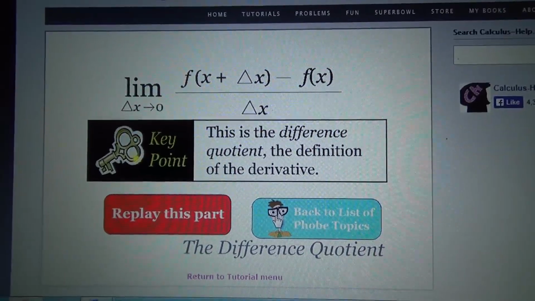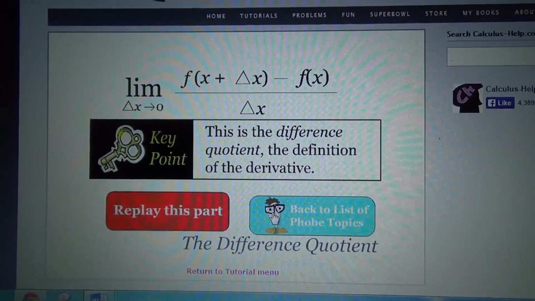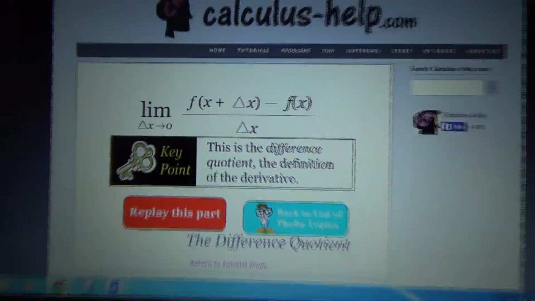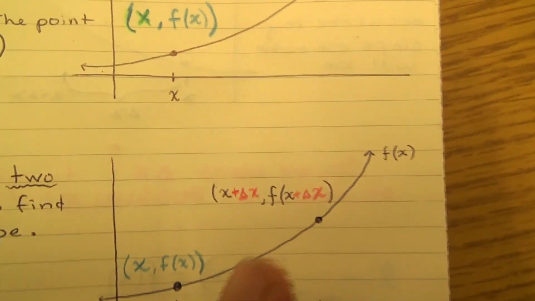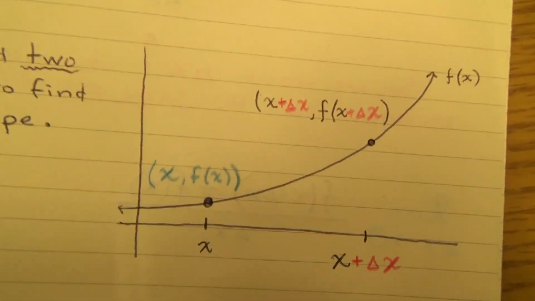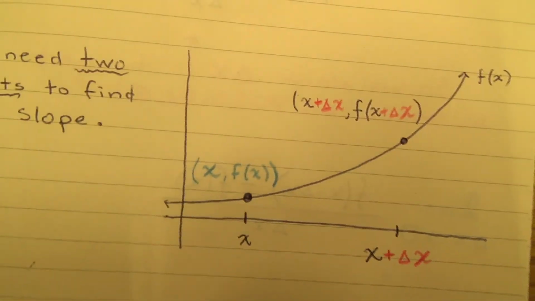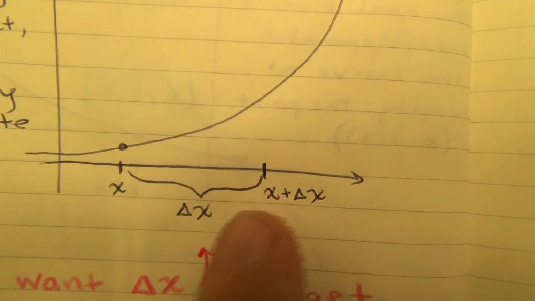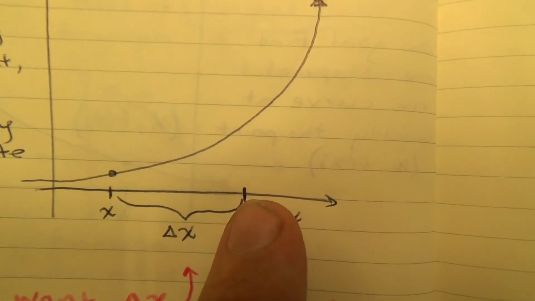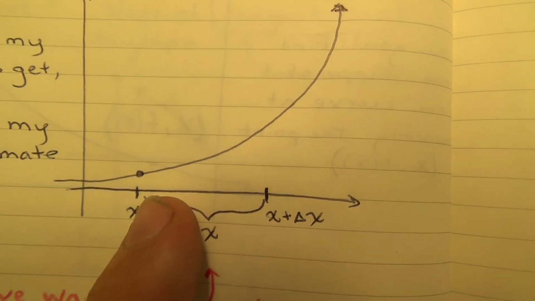So that is the end of the 3-part video. Let me just go over a few points from that. The first key point was we needed 2 points to find the slope. It's better if the 2 points are as close to each other as possible. And the closer they get, the more accurate our slope estimate will be. The closer my 2 points get, the more accurate my slope estimate will be. So we don't want them to be far apart like this.